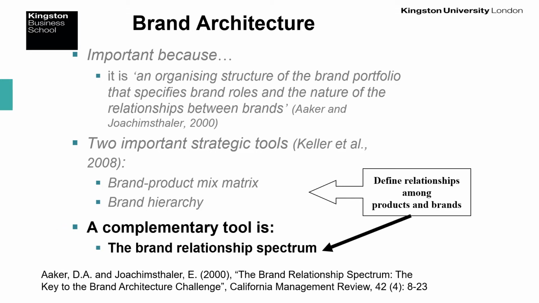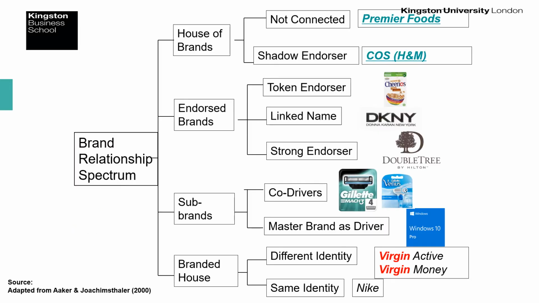In this session, we're going to look at a complementary tool, the brand relationship spectrum, as set out in Aaker and Joachimsthaler's paper. And here it is. This is the brand relationship spectrum. It looks pretty much similar to the way it's set out in the original paper, but I've changed the example brands on the right-hand side of the slide.